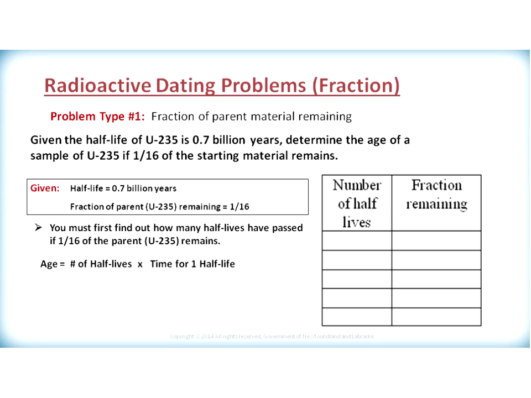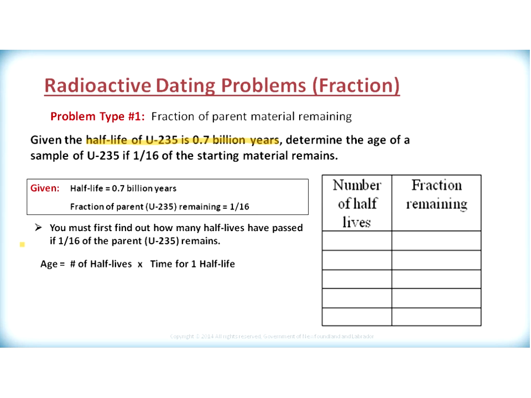Problem type number 1. If we look at the fraction of parent remaining, given that the half-life of uranium-235 is 0.7 billion years, determine the age of a sample of uranium-235 if 1/16 of the starting material remains. As you read through the problem carefully, you'll see that different information is given. One part is the half-life of 0.7 billion years. This is going to be important when you calculate the age of the sample.